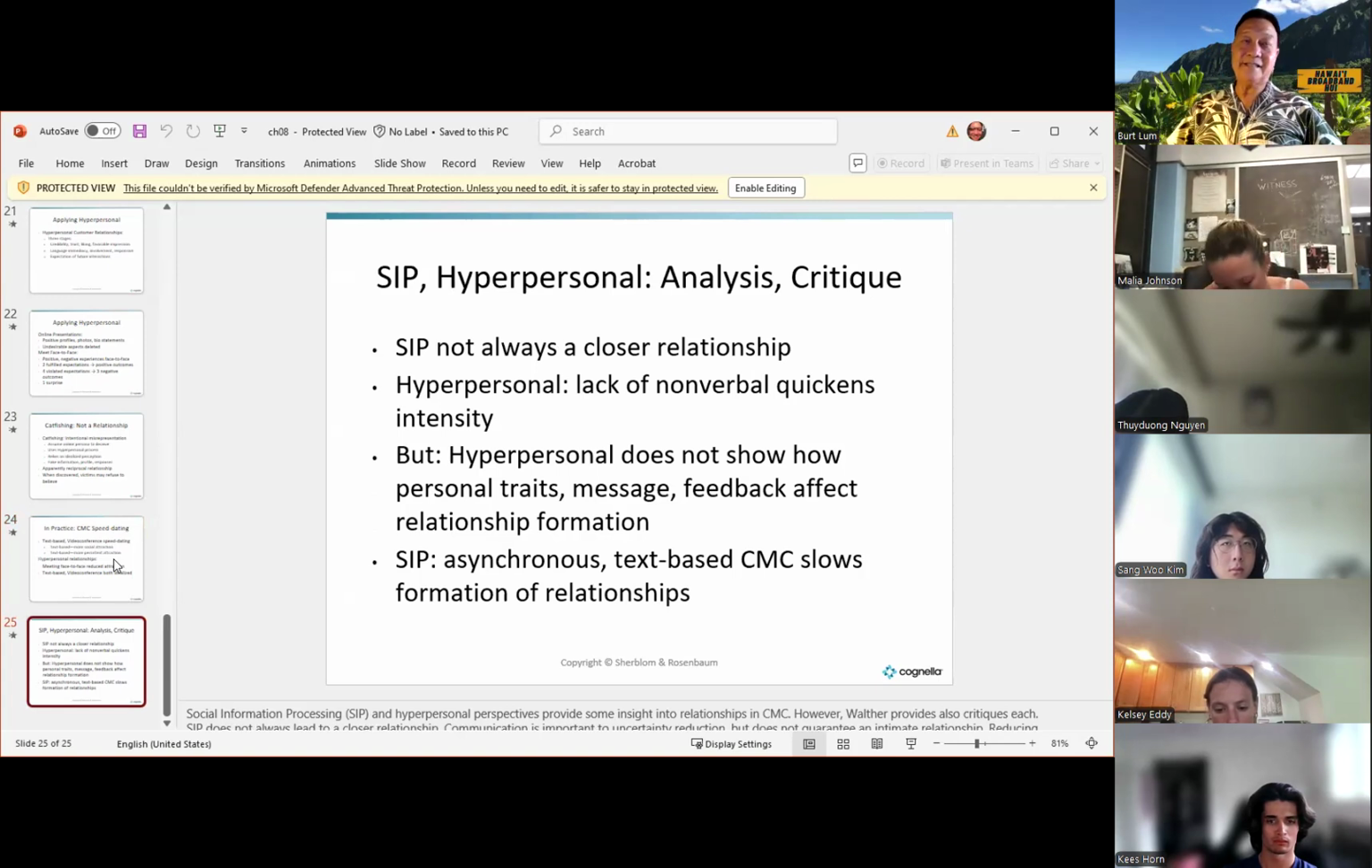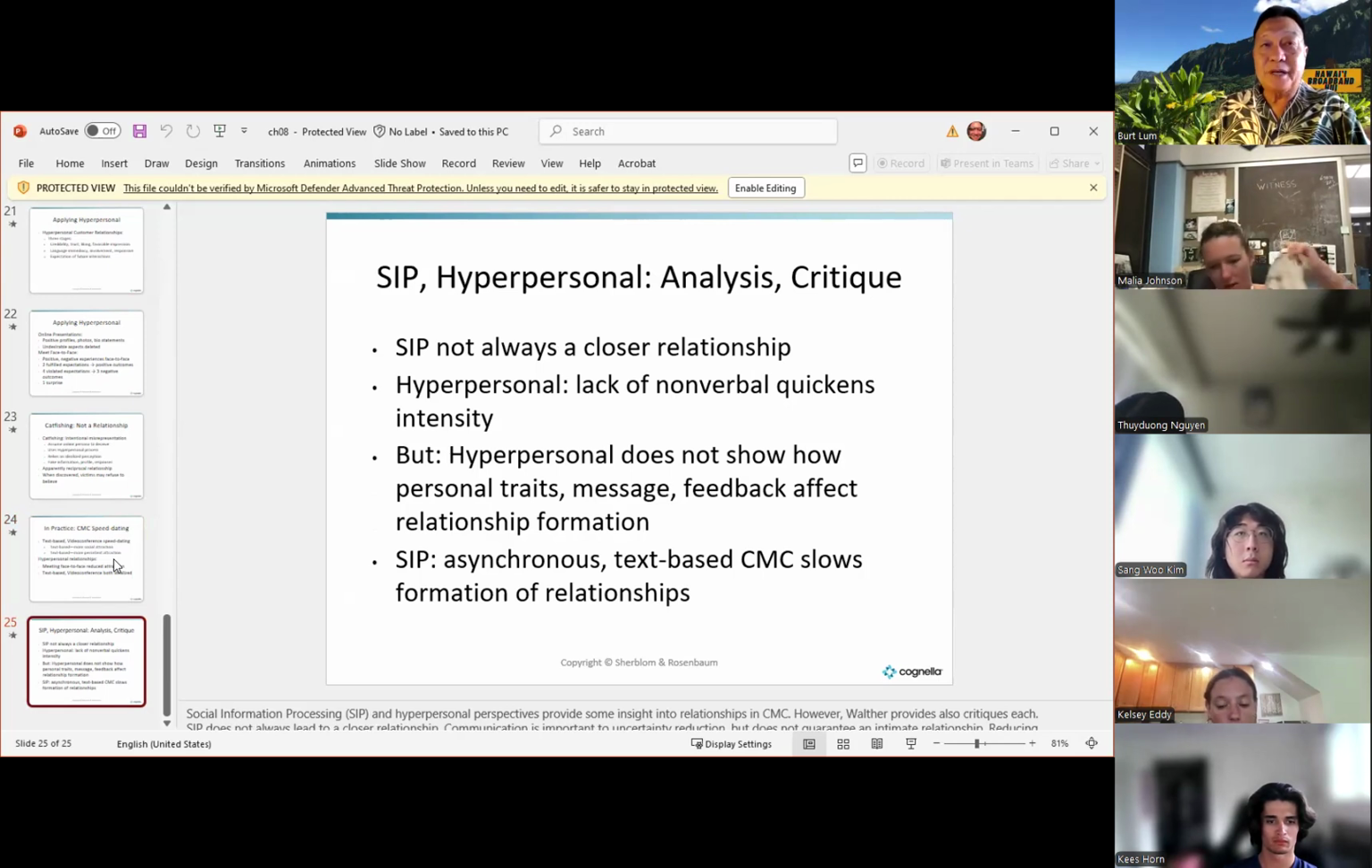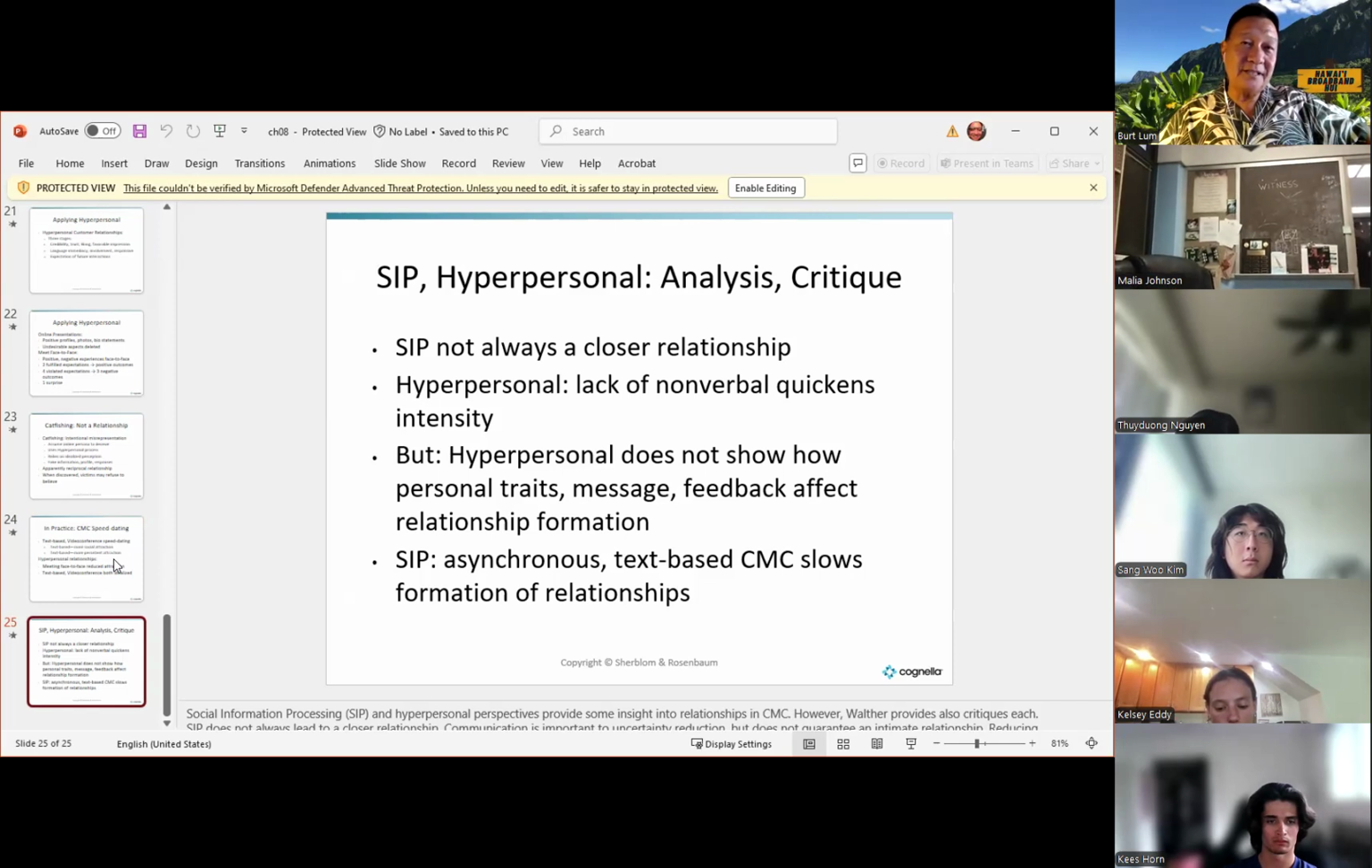So, analysis of social information processing and hyperpersonal. The social information processing, not always a closer relationship. Hyperpersonal, lack of nonverbal, quickens the intensity, but doesn't necessarily mean that it's a lasting thing. Hyperpersonal does not show how personal traits, message, feedback affect relationship formation. The idea of social information processing: asynchronous text-based CMC slows information of relationships.